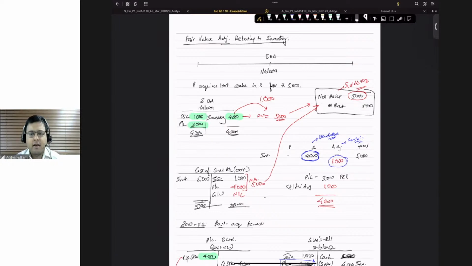For example, additional depreciation or savings in depreciation, or the inventory could be sold later on, or the trade payables could be paid later on. So all the post-acquisition events, these items would be routed through the post-acquisition reserves. So that was what we had seen in the previous class.